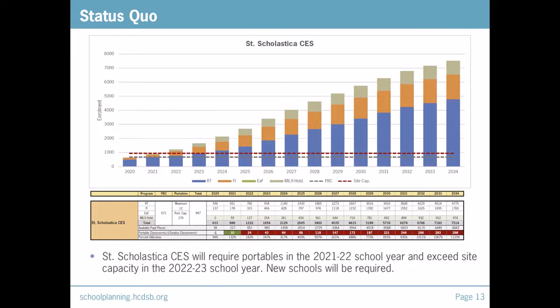In terms of enrollment for St. Scholastica, please refer to the graph. The school enrollment is illustrated over time with the bars. The gray dashed line represents the functional building capacity, which is the brick and mortar, and the red dashed line represents the total site capacity, which also includes portables. St. Scholastica already requires portables and will exceed site capacity in the 2022-23 school year.